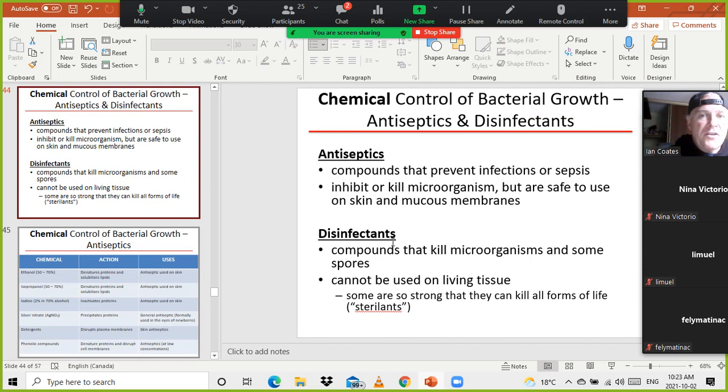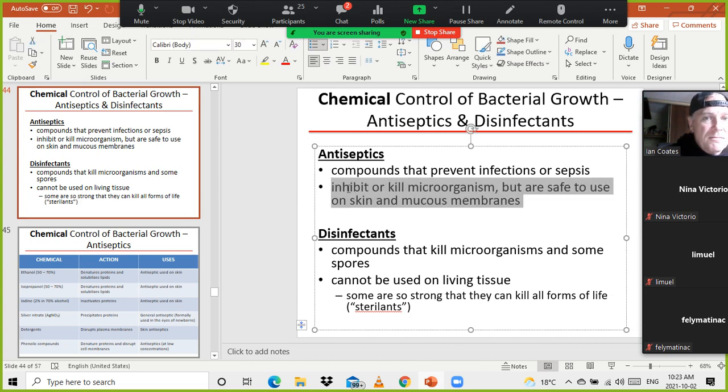Some more good definitions here that I want you to know. Antiseptic and disinfectant. We've already kind of covered this, but we'll go through it here. Antiseptic chemicals are compounds that prevent infections or sepsis. They inhibit or kill microorganisms, but are safe to use on skin and mucous membranes. So here, 70% alcohol. I have the bottle, I just did it yesterday. Spray it on your hands. We use it all the time. That's what we call an antiseptic. It's safe for humans, safe for living tissue.